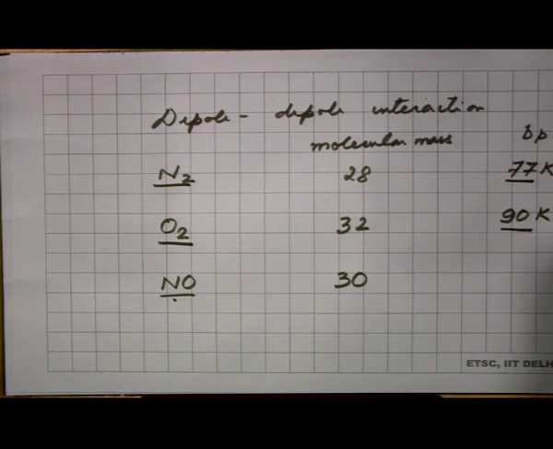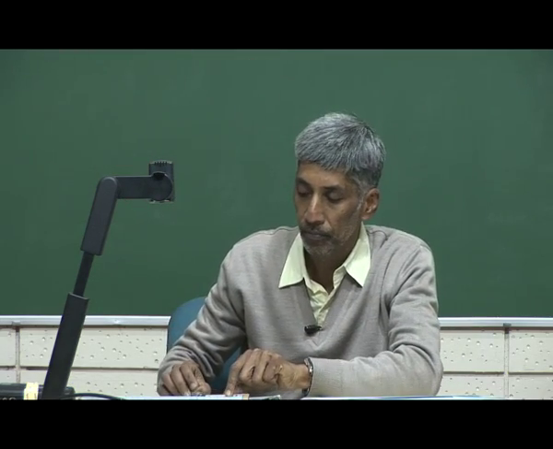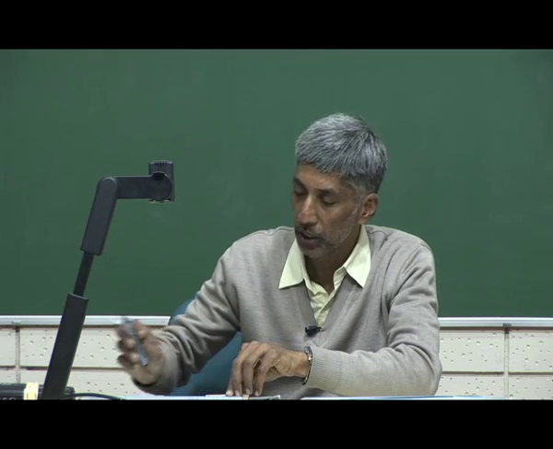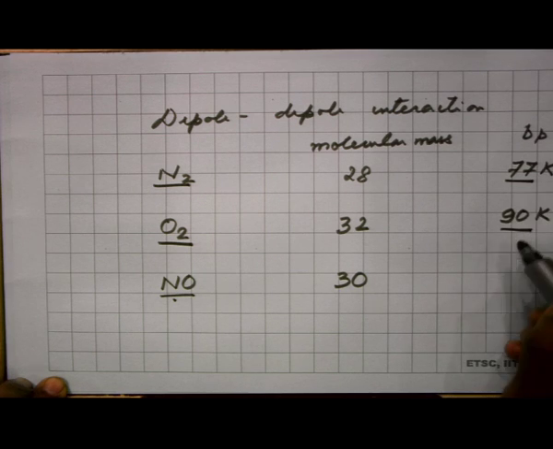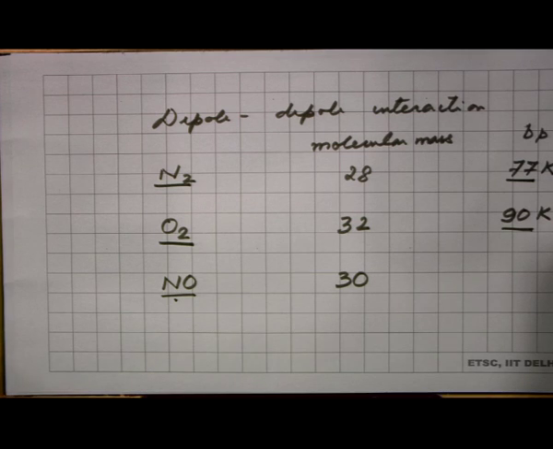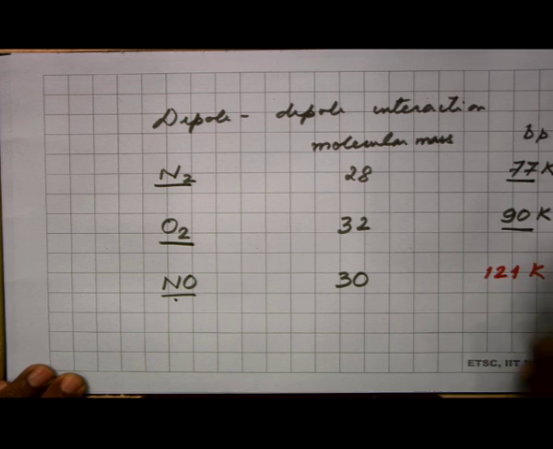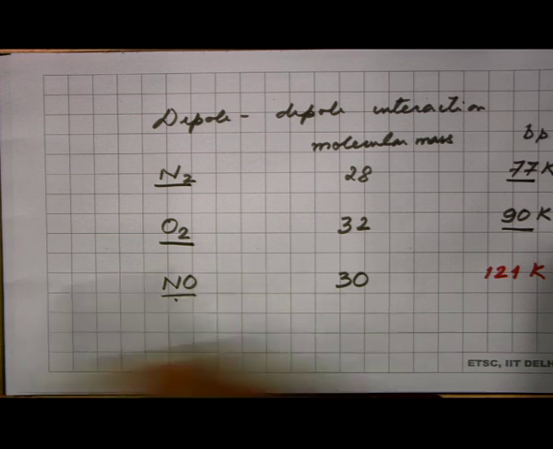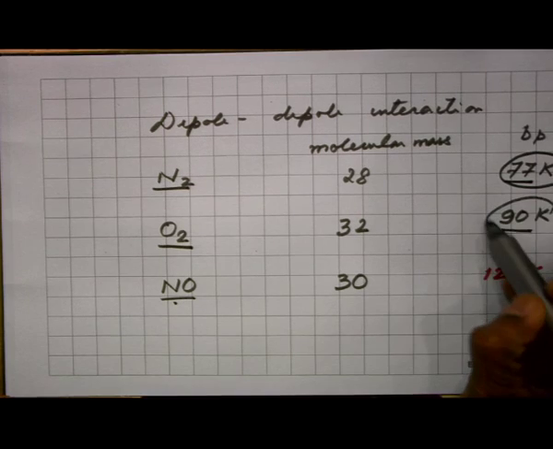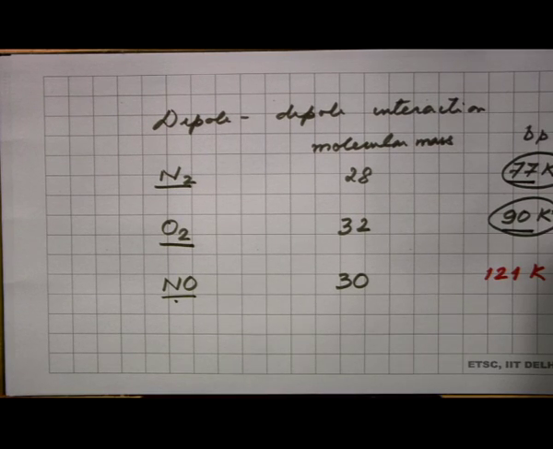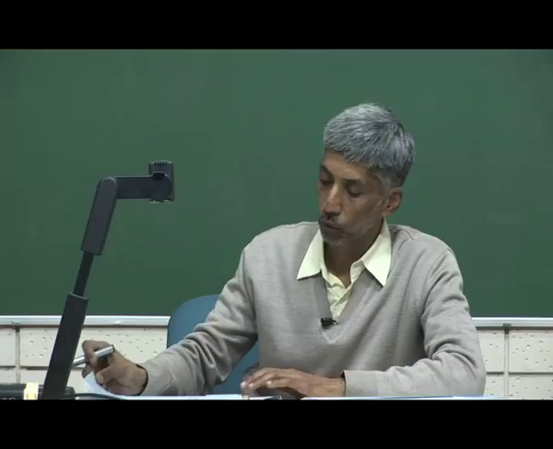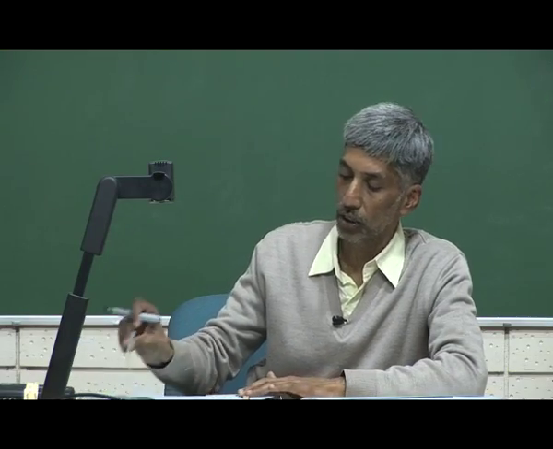If you thought intuitively, that is what you expect, because you have taken one atom of nitrogen, one atom of oxygen, put it together to give nitric oxide, which is a gas. We expect that its boiling point would be somewhere in between. But interestingly, the boiling point of NO is 121 Kelvin, which is significantly higher than either this or this. And if you thought about it, the reason for this is dipole-dipole interaction. So, what is the difference between nitrogen, oxygen and NO?